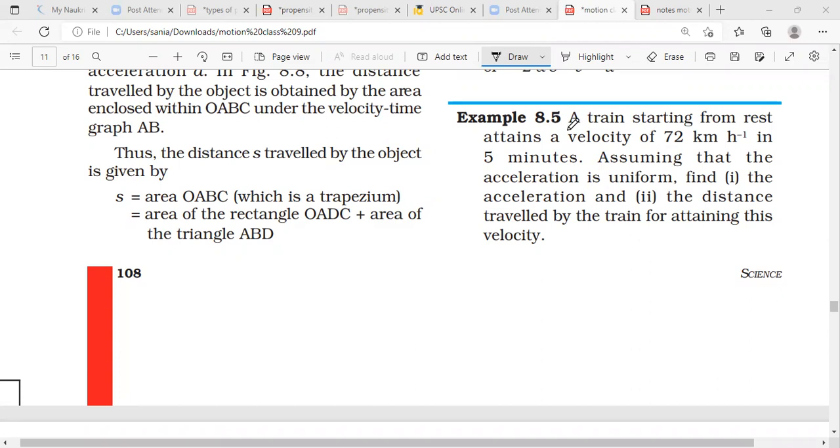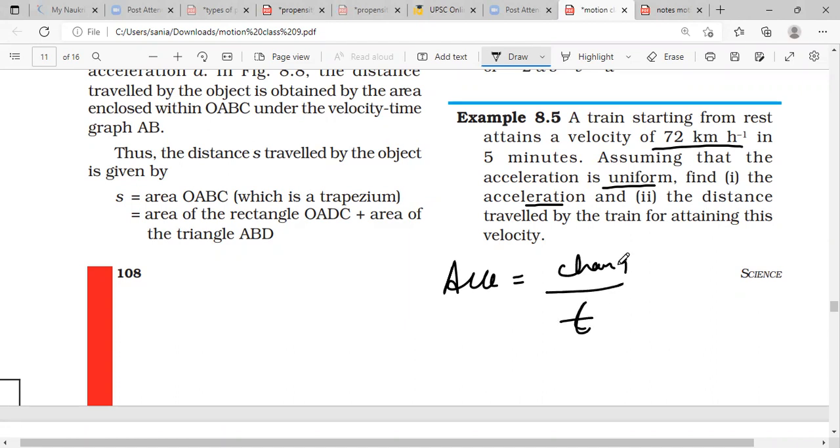Now this question. A train starting from rest attains a velocity of 72 km per hour in 5 minutes. So you are assuming that your acceleration is uniform. First of all, you have to find the acceleration. You can find it out? You know the formula of acceleration, right? The normal formula which we were using. Change in velocity divided by t, time. So you know the change in velocity. Over here, what is the initial velocity and final velocity? Tell me. Initial velocity is?